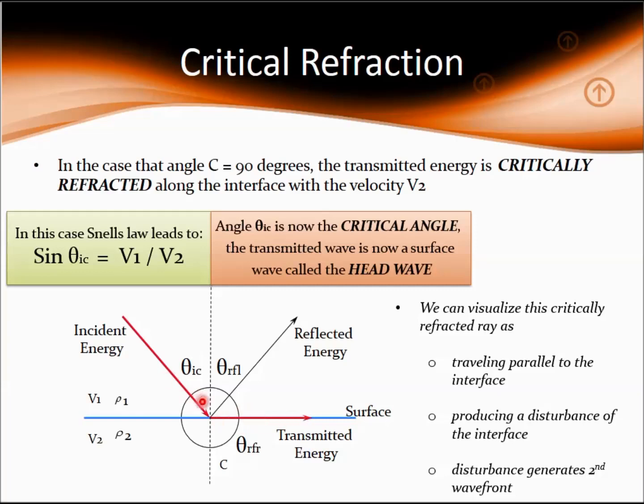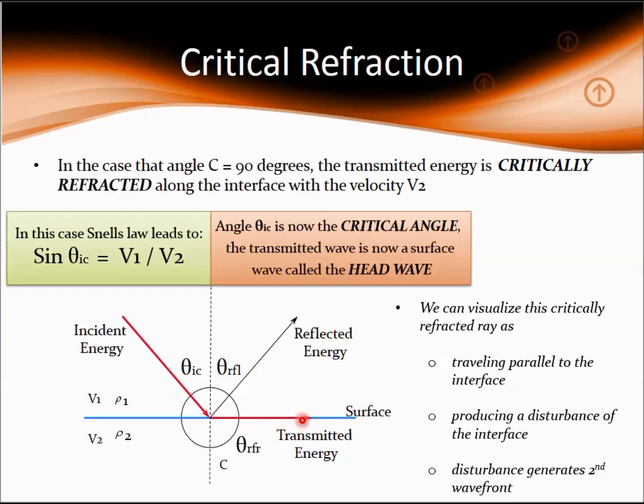So at a certain angle, it will travel along the V2 surface. This incident angle we call the critical angle, and it follows a simple equation: sine 90 is equal to 1, since it's 90 degrees to the normal. Now the transmitted wave is called the head wave.